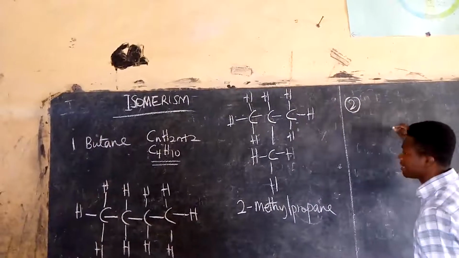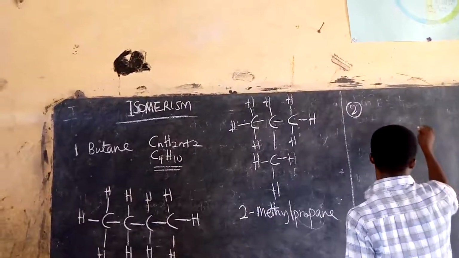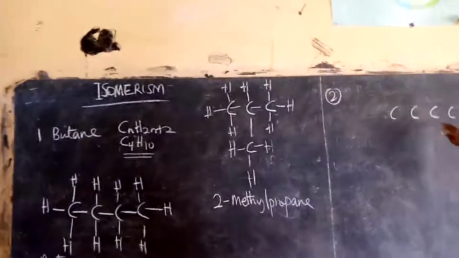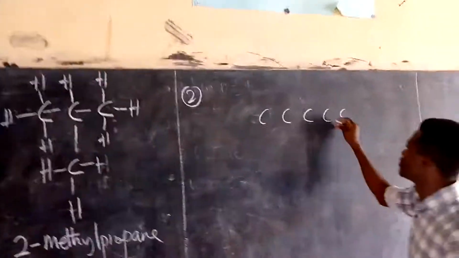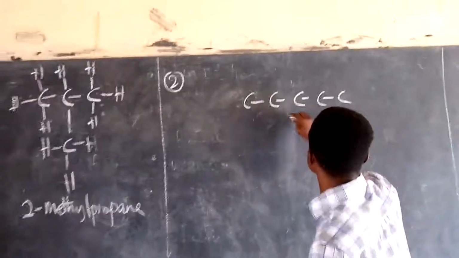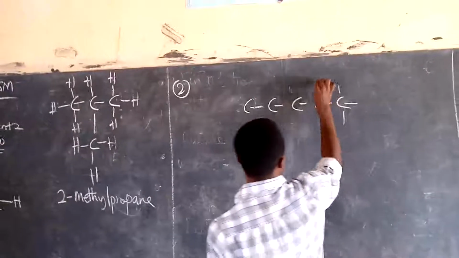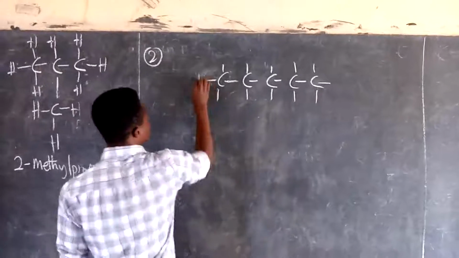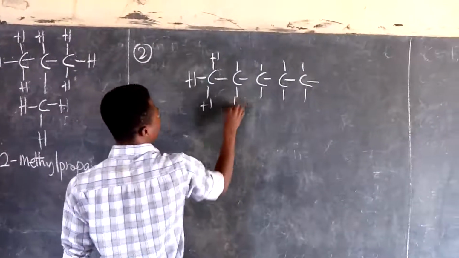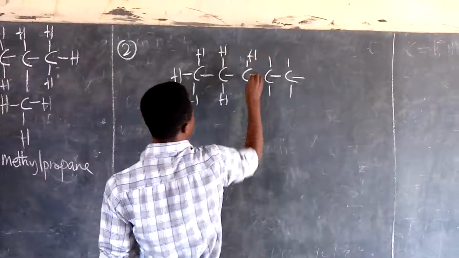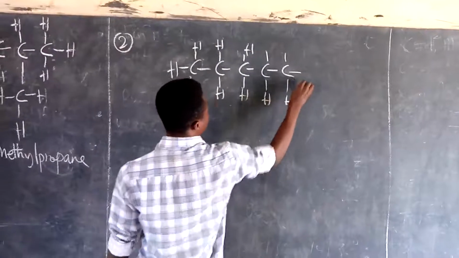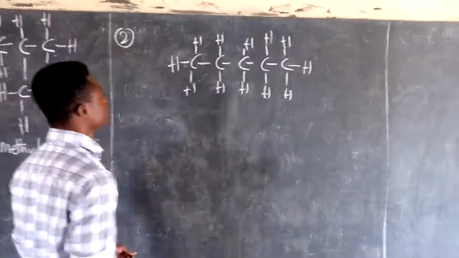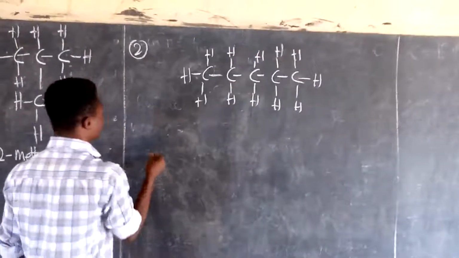Let's take pentane. And you know that pentane has 5 carbons. So let's just distribute hydrogens around them. The simple form is not difficult. Just try and bring the hydrogens around them. So hydrogen, hydrogen, hydrogen, and then hydrogen.